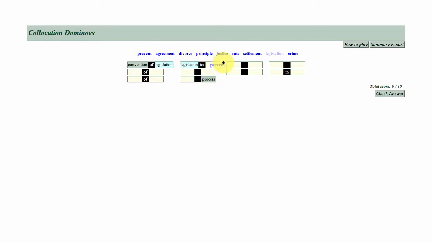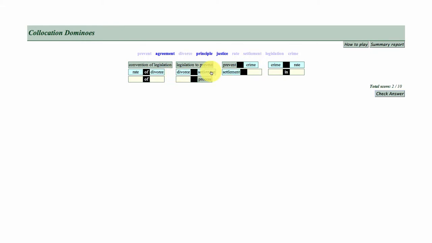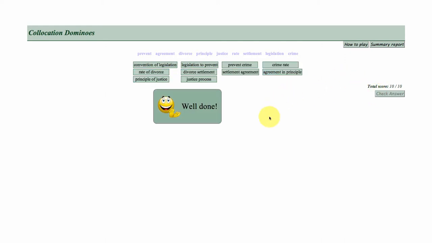Legislation to prevent. Okay, I'll just check. Okay, yes, even though it says try again, I've got those two correct. Prevent crime, most likely. Crime rate. So you get the idea of how these words form into collocations. Rate of divorce, divorce settlement, settlement agreement. Agreement in principle, I think. Principle of justice. Okay, let's check again. Yeehaw! Okay, we've done it, and we can move on to the next activity.